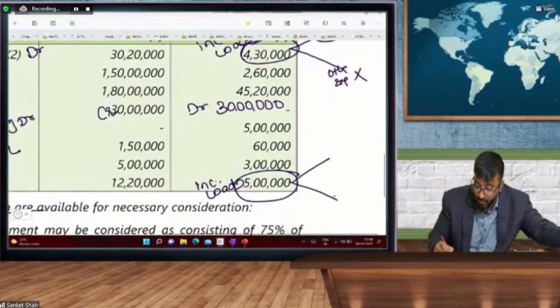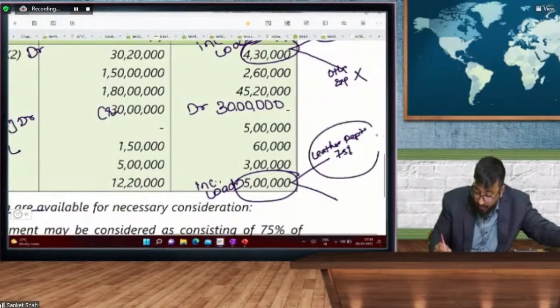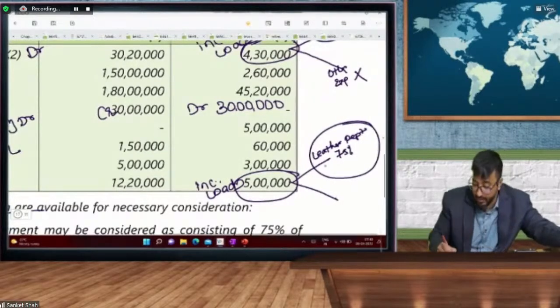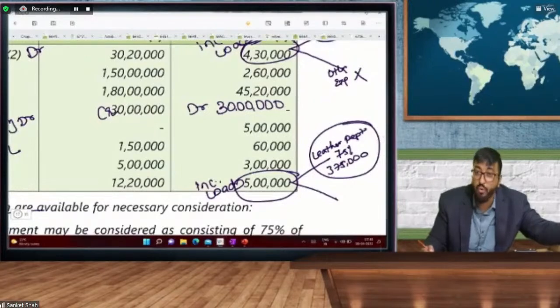Out of 5 lakhs, you can write over there, leather department 75%. So 5 lakhs into 75% includes loading. Loading we have to calculate.